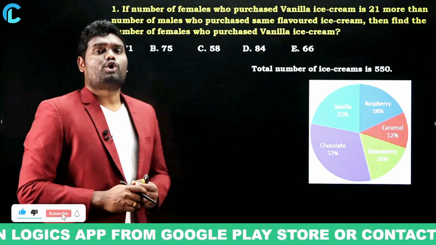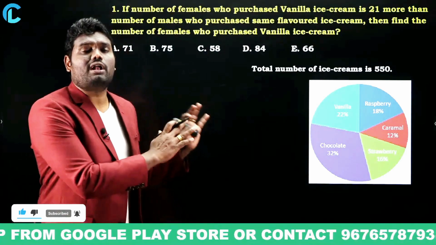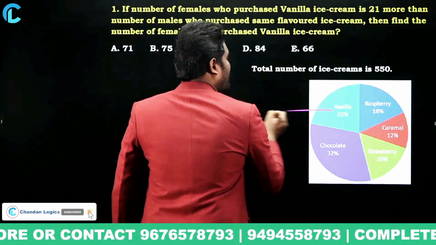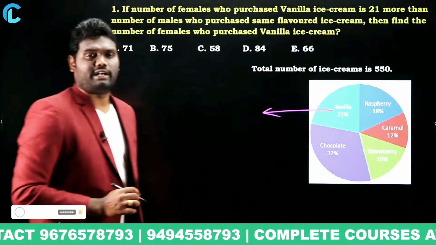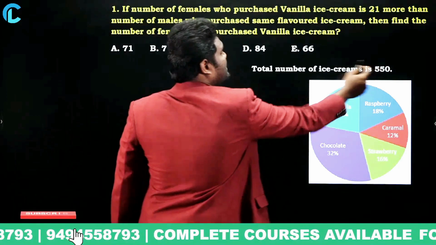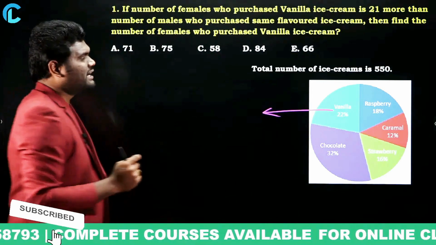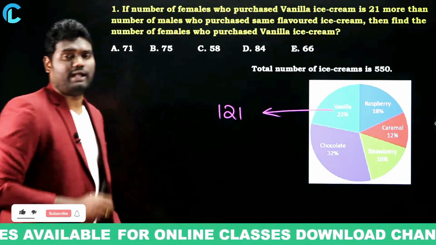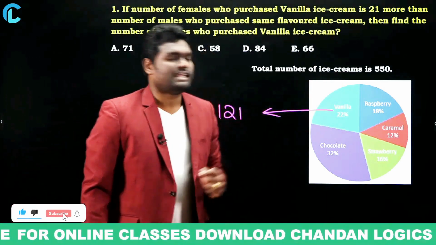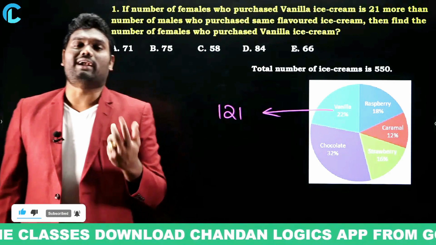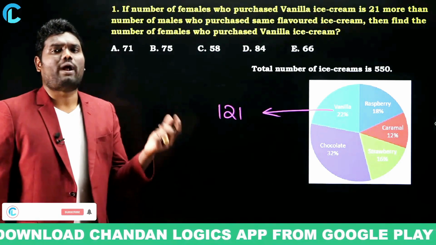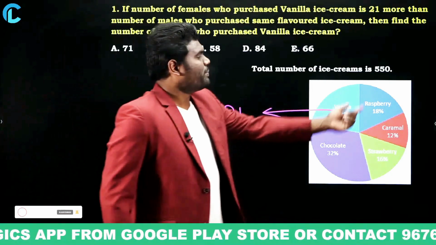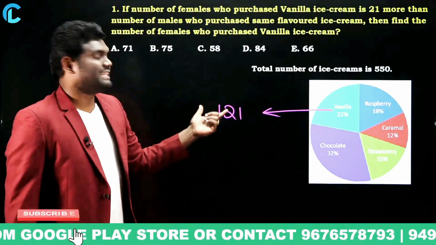Now first you need to know the total, how many vanilla flavored ice creams there are. If you observe, vanilla flavor total is how much? 22%. Yes or no? So 22% of 550, which is 121. Why? Because 10% is 55, 20% will be 110, 2% will be 11. 110 plus 11 is nothing but 121. This is a very simple calculation. 22% of 550 is nothing but 121.